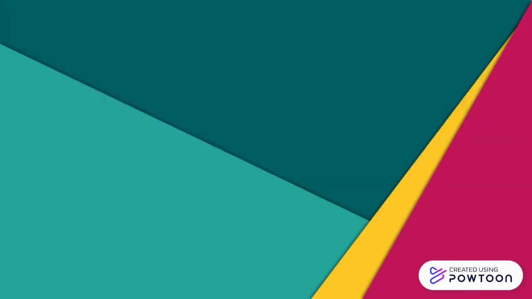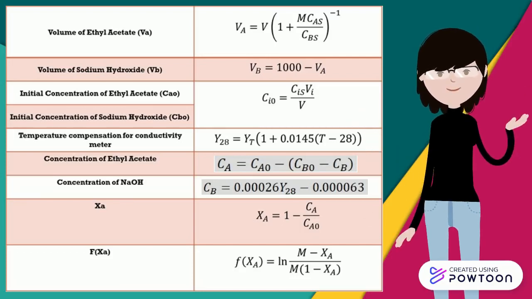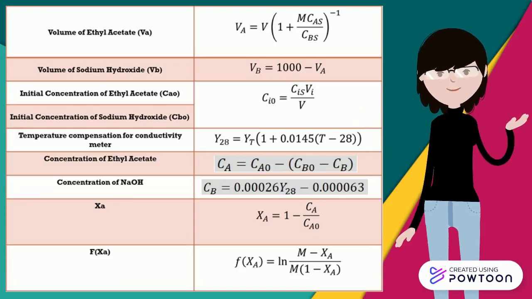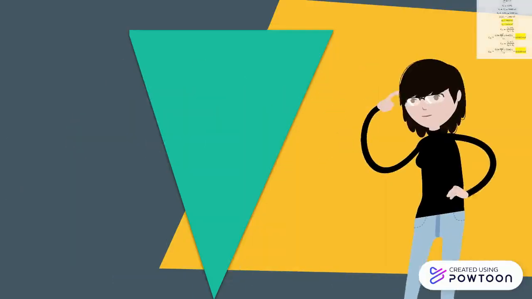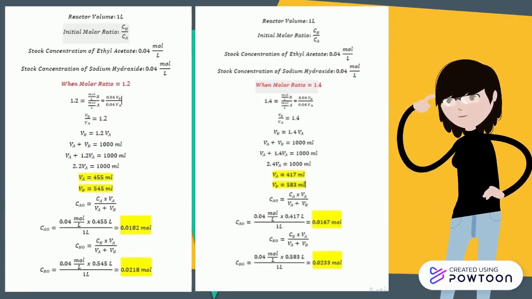0.000063. And lastly, for obtaining the conversion, the formula is X sub A equals 1 minus concentration of ethyl acetate divided by initial concentration of ethyl acetate. The following data were the obtained calculations for different molar ratios.